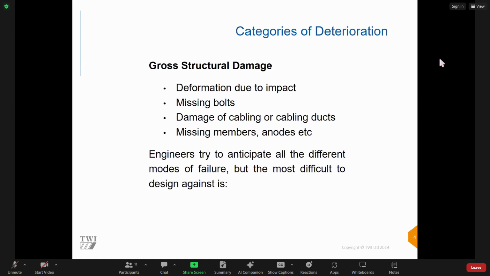Gross structural damage includes deformation due to impact, missing bolts, damage of cabling and cabling ducts, missing members, anodes, etc. Engineers try to anticipate all the different modes of failure. The most difficult to design against is obviously accidental damage.